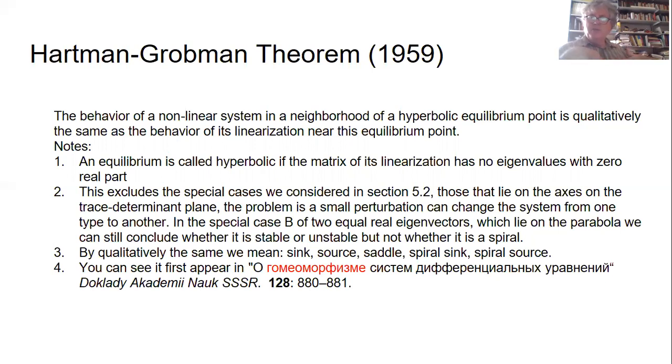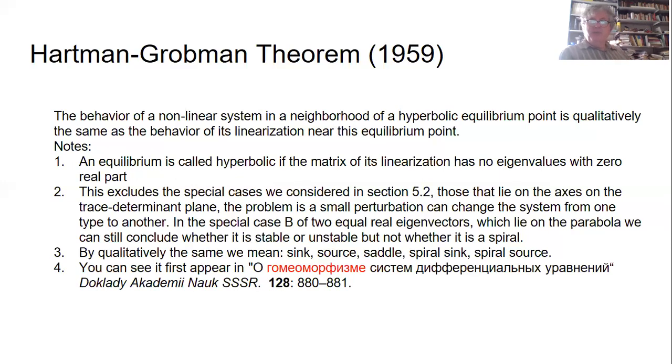In the special case, when you're on the parabola, when you have two equal real eigenvalues, you can still conclude whether it's stable or unstable, right? Because if it shifts, it's going from a spiral to not being a spiral. So you can still say whether it's stable or unstable, but you can't say whether it's going to be a spiral. So basically we're interested in those five open regions on the trace-determinant plane. We can figure out if it's a sink, a source, a saddle, a spiral sink, or a spiral source.